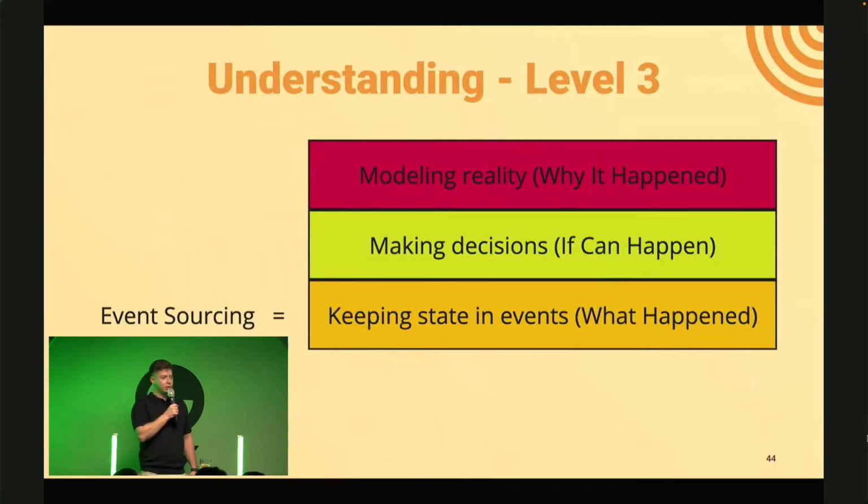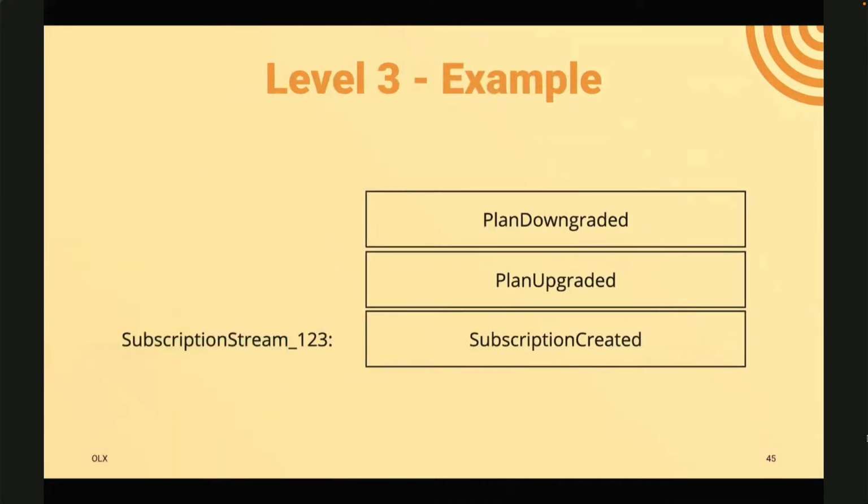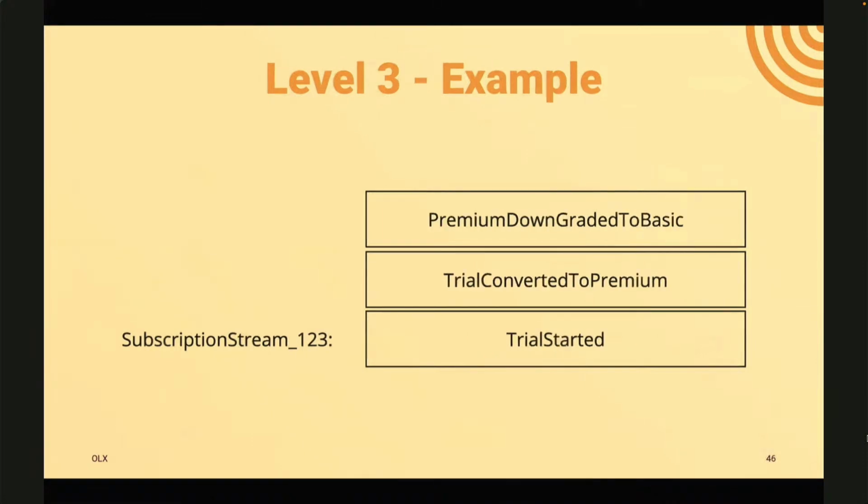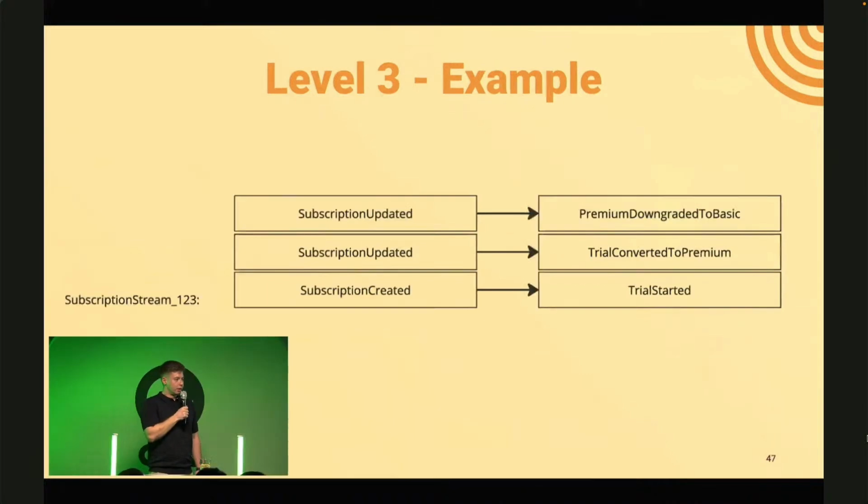We can start modeling reality. So answering the question why something has happened. Not only what happened and if it can happen, but why. So using more like a domain-driven design approach. So we ended up with the plan upgraded and downgraded. But if you really look closely at what happened in reality, the trial was started, and then it was converted to premium, and then from premium downgraded to basic. So we are getting from the left-hand side state, like really CRUD-like event-sourced application, to more domain-driven design.